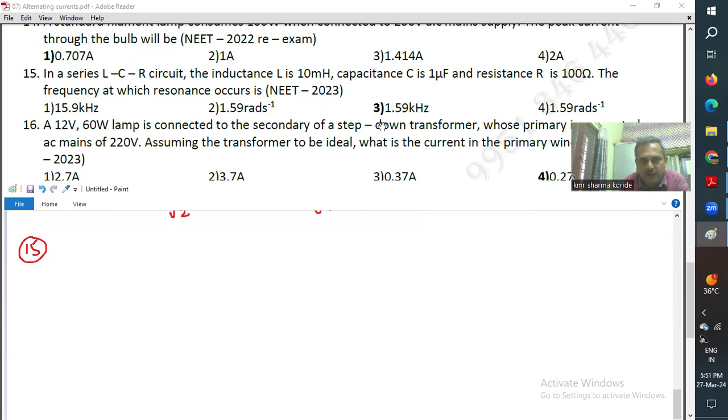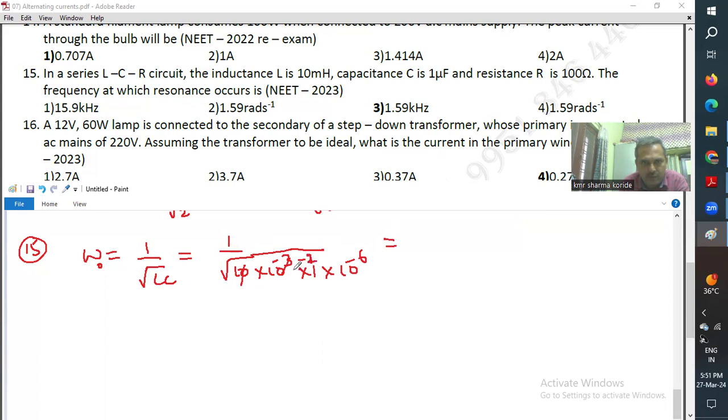So frequency is the question, but omega is enough to find out. Omega naught is 1 by root LC. So we don't require the value of R here. L is how much? 10 milli. So 10 into 10 to the power of minus 3. And C is 1 micro, minus 6. So you can cancel 1 zero. So this is going to be minus 1. So therefore, this is 10 to the power of minus 2. So 10 to the power of minus 8 altogether. Root 10 to the power of minus 8. Then this is going to be 1 by 10 to the power of minus 4.